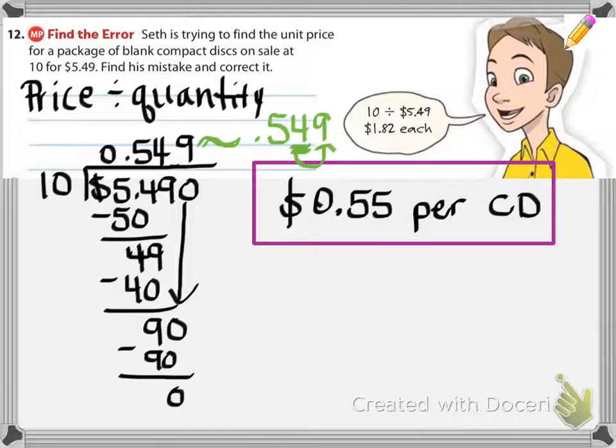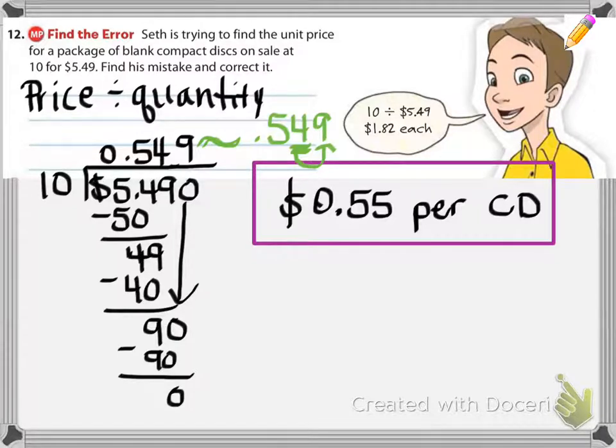So 10 is the quantity, it's the divisor. You're dividing into $5.49. You can see I had to add a 0 in the long division and bring it down. So with money, even though the division is going out 3 places, with money I've got dollars and I've got cents. So I'm going to round it to the nearest hundredth, which is 2 decimal places. So I underlined the 4. I need to look one number behind, and that 9 tells me to round up. So I'm really paying 55 cents per CD when I buy that entire package.